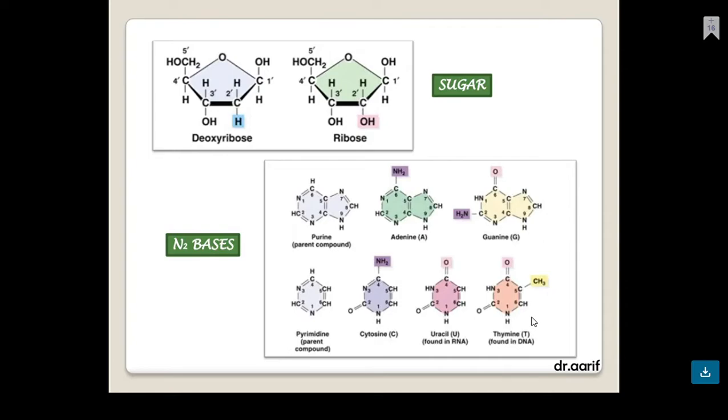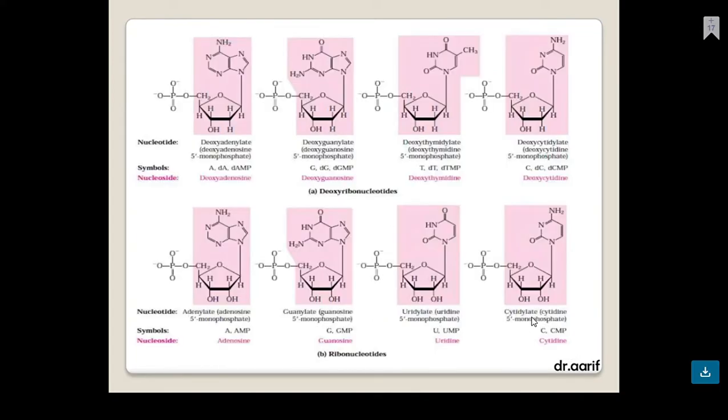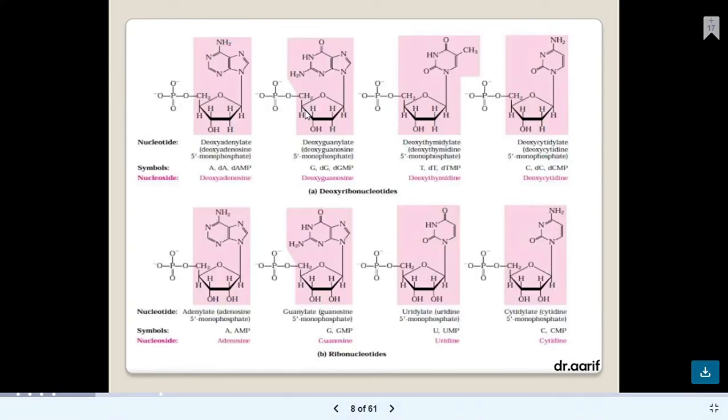If you're going for RNA, instead of thymine there will be uracil that will bond with adenine. But guanine and cytosine will remain the same. So that is the only change. So this is a nucleotide. Now the difference between a nucleotide and a nucleoside.